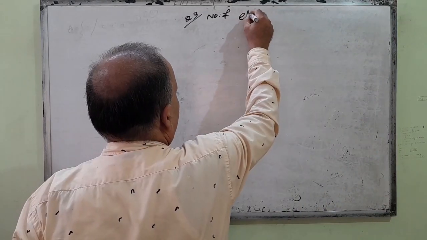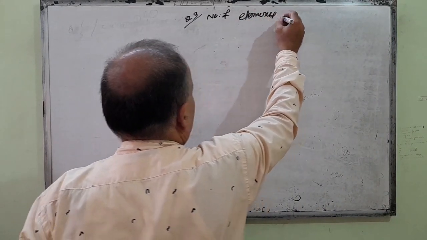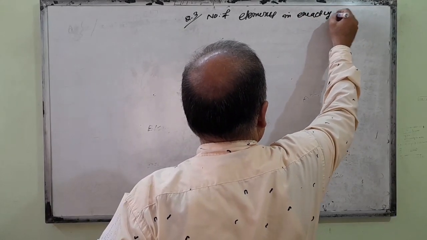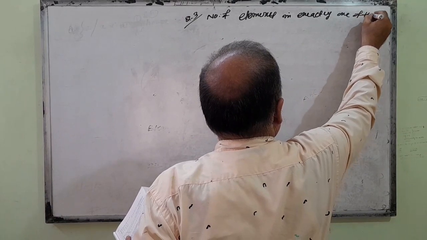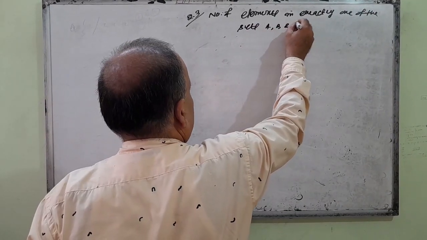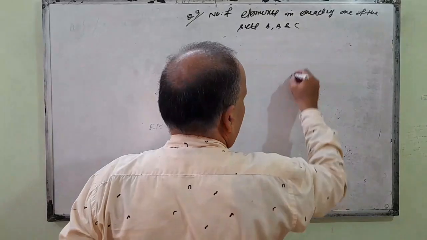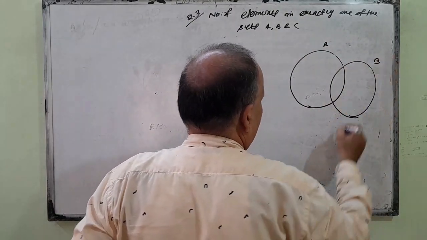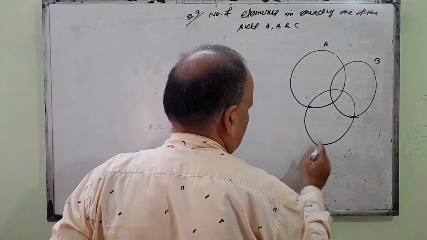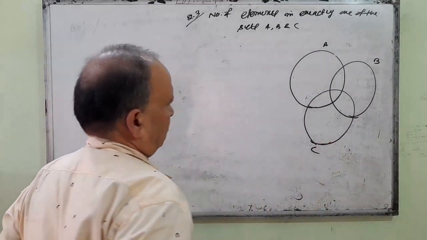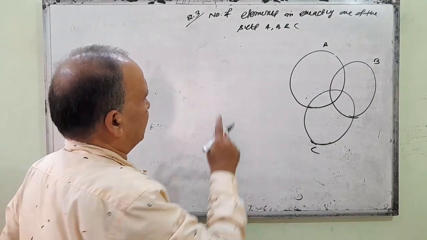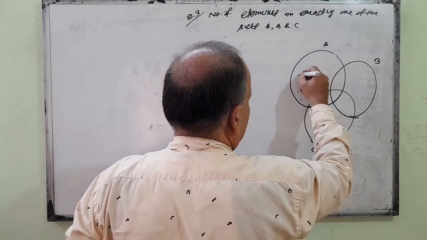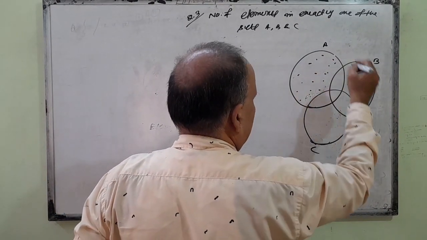Suppose number of elements in exactly one of the sets A, B and C. You see, this is your A, this is your B and this is your C. Number of elements in exactly one of the sets A, B, C means you consider this part exactly in one set, that is A.